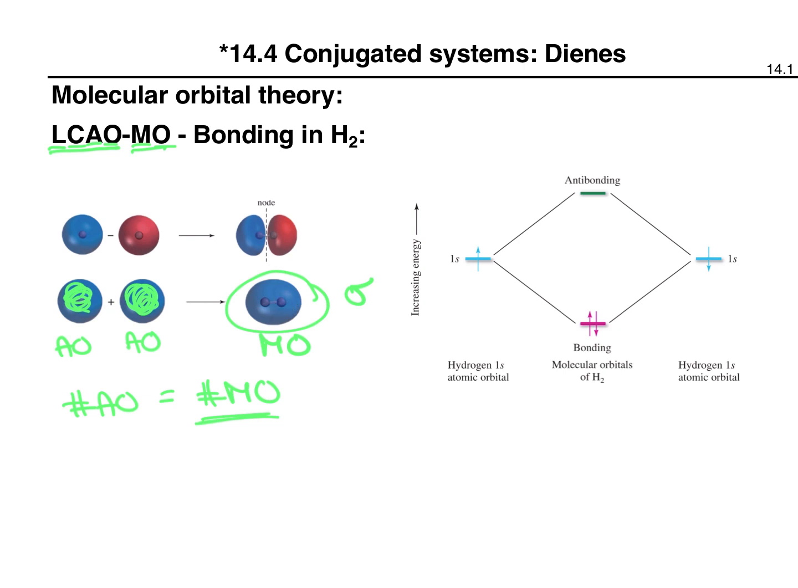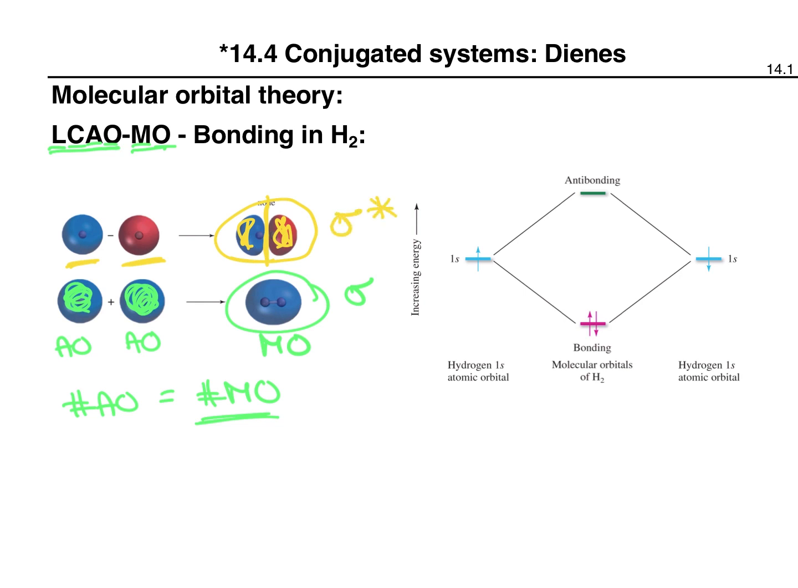It's also possible for the atomic orbitals to combine out of phase. So blue is one phase and red is a different phase. If we try to add these together, they actually subtract from each other, and what we get is a molecular orbital that looks like this. We have electron density out here, we have electron density out here, but here we have a node where there is no electron density. This one is called a sigma star.